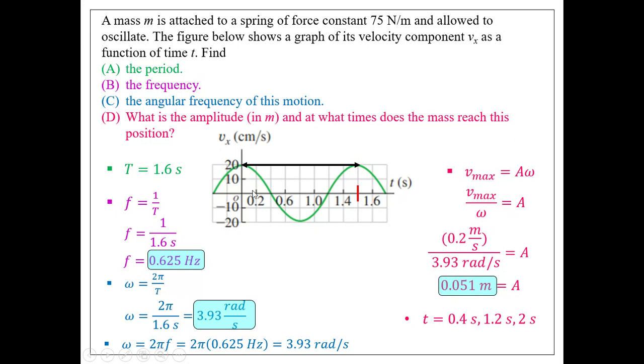This is a velocity time graph. Where is velocity 0? Velocity is 0 right where my cursor is. That would be 0.4. And if I keep going to the right as a function of time here, the velocity is 0 again at about 1.2.